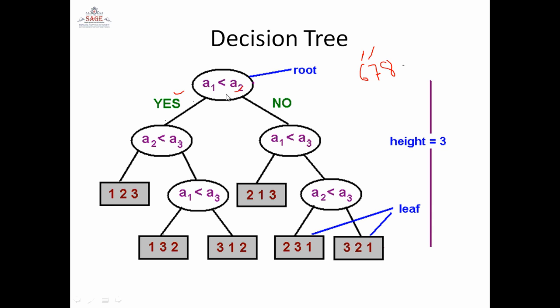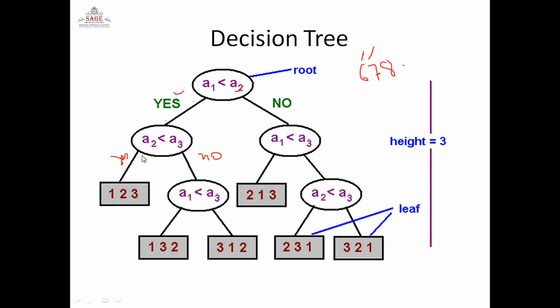Okay. So see, if A1 is lesser than A2, yes, then we are going to compare A2 with, we are going to identify the minimum element. So that's why, if it is true, A1 will be lesser than A2. Now we are going to compare this A2 with A3. So which will be the lesser? This part is saying yes, and this part is saying no.